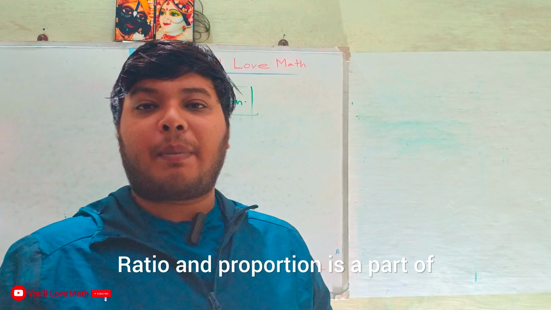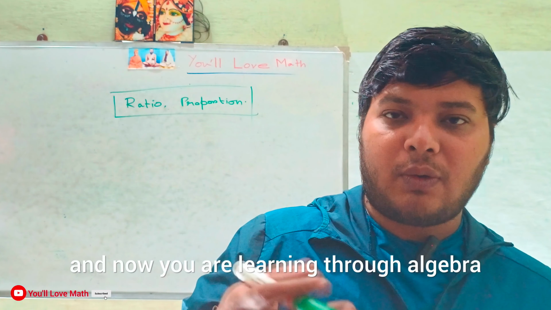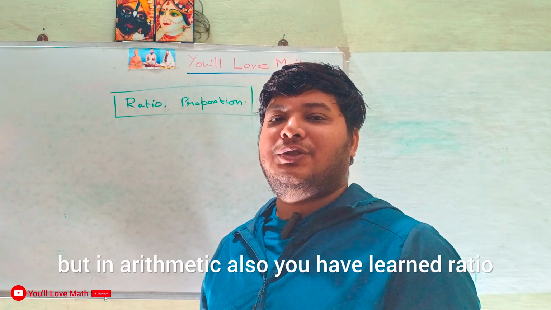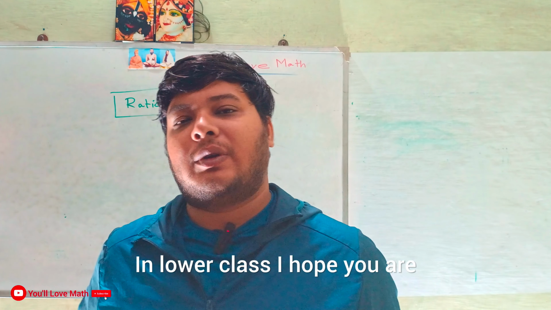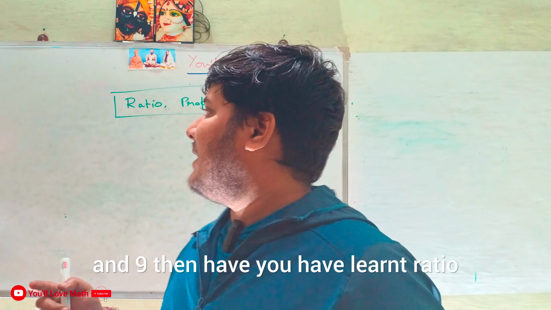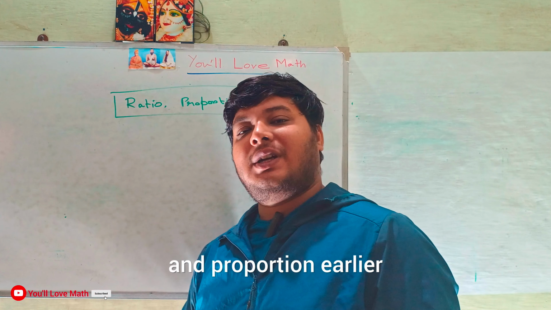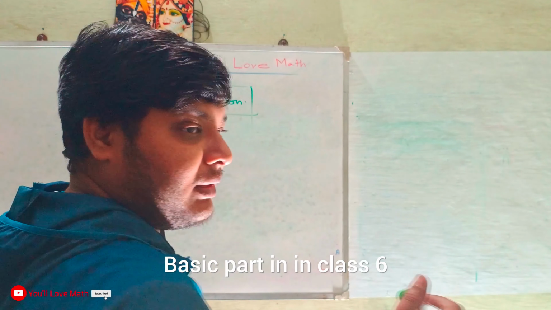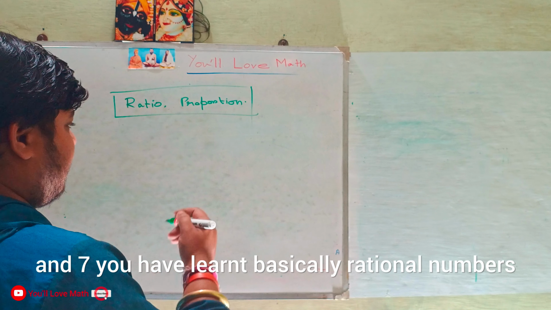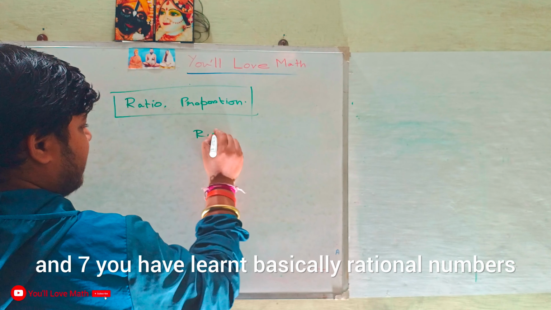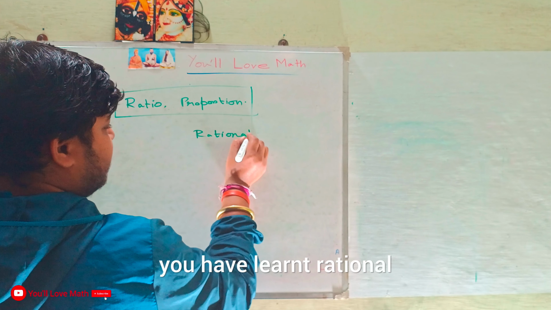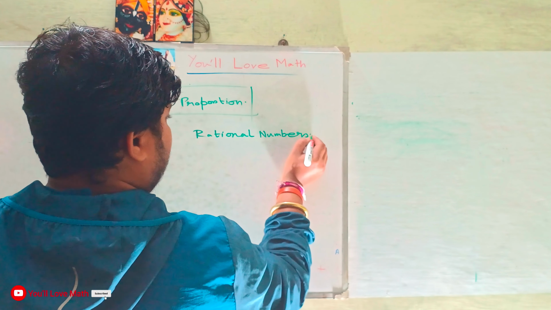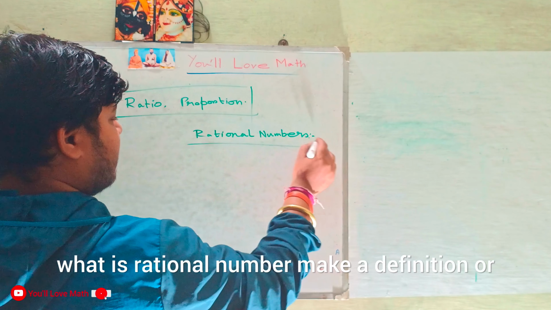Ratio and proportion is a part of what you are now learning through algebra. But in arithmetic also you have learned ratio in lower classes. If you are in class 10 or 9, you have learned ratio and proportion earlier. In which class? Basically in classes 6 and 7 you learned rational numbers. What is a rational number?